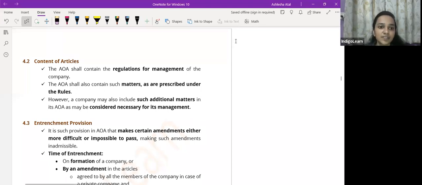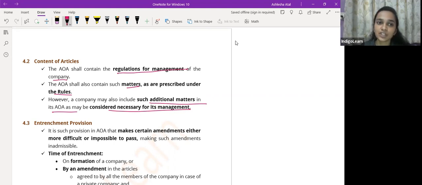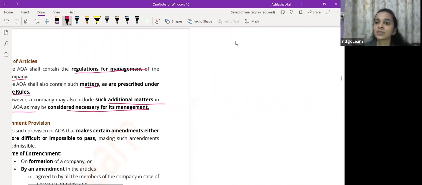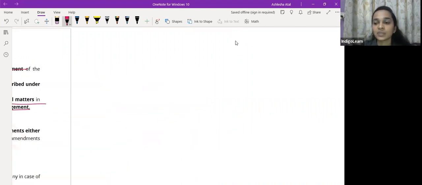Talking of the contents of articles, they contain the regulations for management of the company. They contain matters which are prescribed under the rules, and a company may also include some additional matters in AOA as are necessary for its management. So जैसा हमने समझा है, articles of association contain rules and regulations for the internal management of the company, and they may also contain any other additional matters which are necessary for the purposes of management of the company. So जो भी rules and regulations होते हैं which are necessary for management of the company, वो सारे articles of association में state किए जाते हैं.